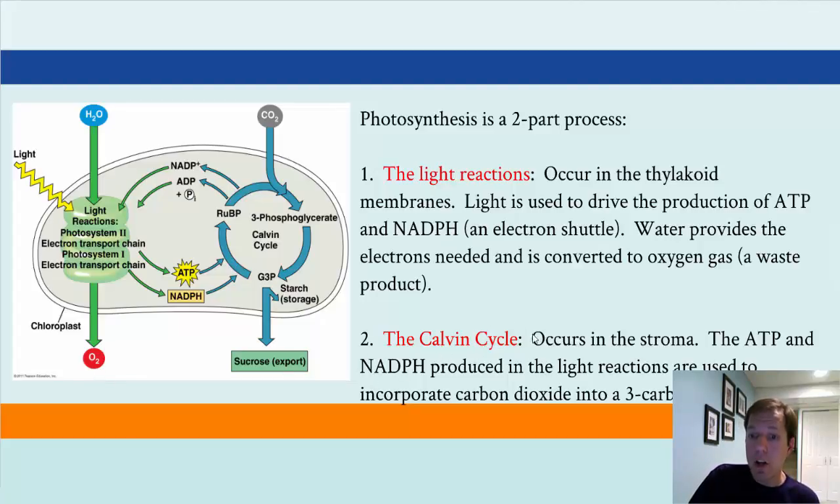The light-independent reaction is also known as the Calvin cycle, named after one of the scientists who worked to decipher the steps of this cycle. This also occurs in the chloroplast, but in a separate part called the stroma. Here, the ATP and the NADPH, which are the products of the light-dependent reactions, are used to incorporate carbon dioxide as a raw material to make a small 3-carbon sugar. Those 3-carbon sugars will later be converted into glucose, and then from there into sucrose, cellulose, starch, or other molecules.